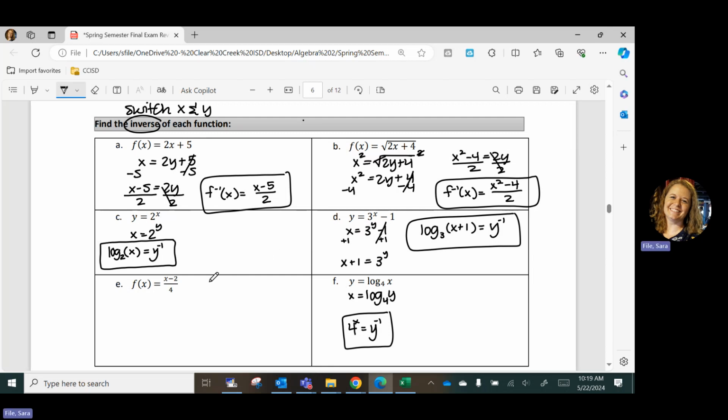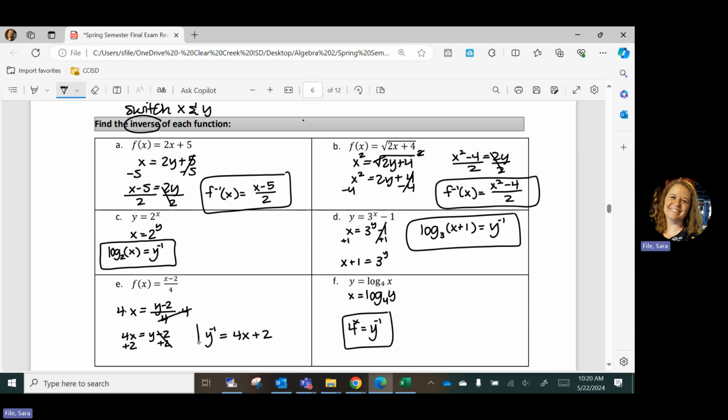All right, last one over here, E. I'm going to switch the x and y, and then I want to solve for y. So first, I'm going to get rid of that denominator of 4 by multiplying it over. So I've got 4x equals y minus 2. Now I'm going to add that 2 over. I cannot combine that 4 and 2. That 4 is the coefficient of the variable term. The 2 is a constant. So it stays as 4x plus 2.